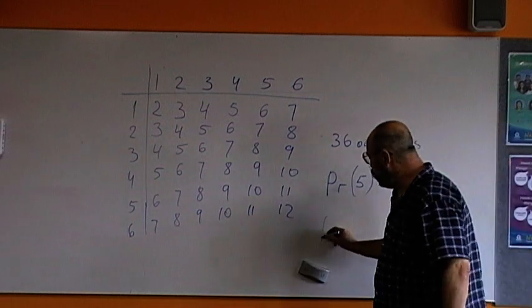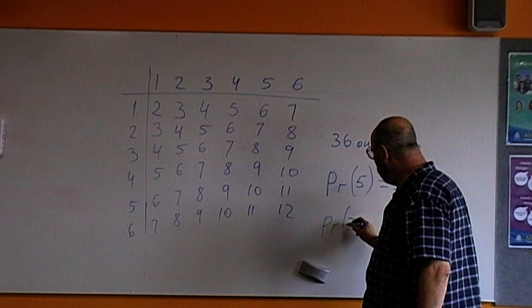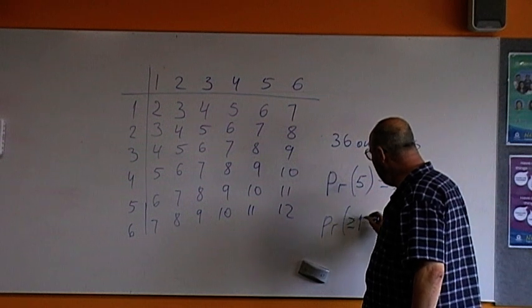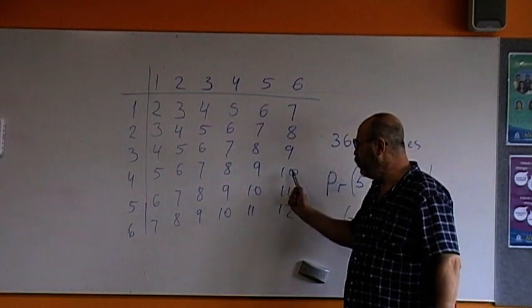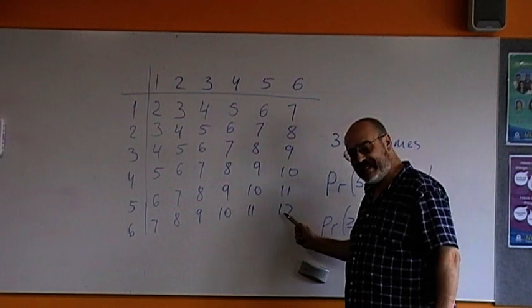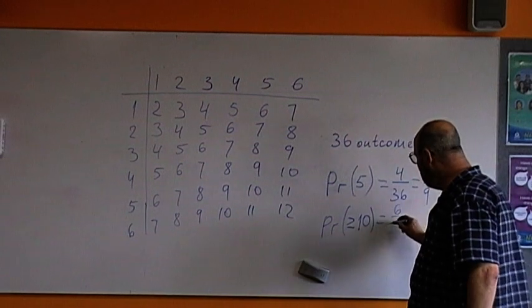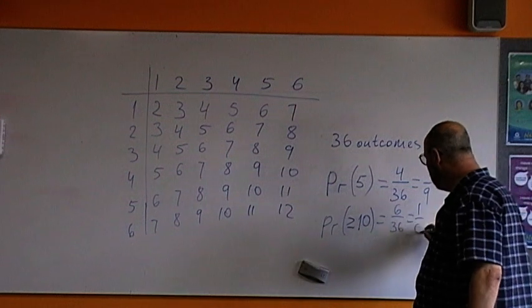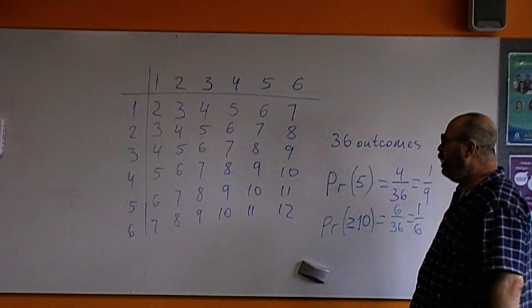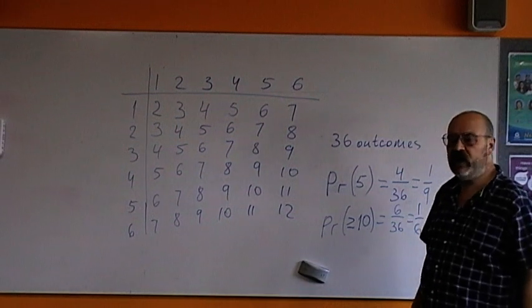If the question is what is the probability of getting a number greater than or equal to 10, at least 10, we have 1, 2, 3, 4, 5, 6. We have 6 outcomes, so it will be 6 out of 36, which simplifies to 1/6. So that's how we approach it when we have two events.